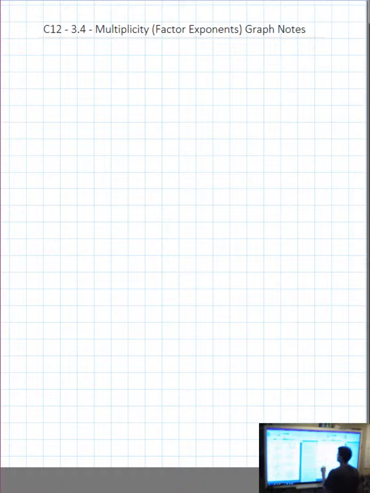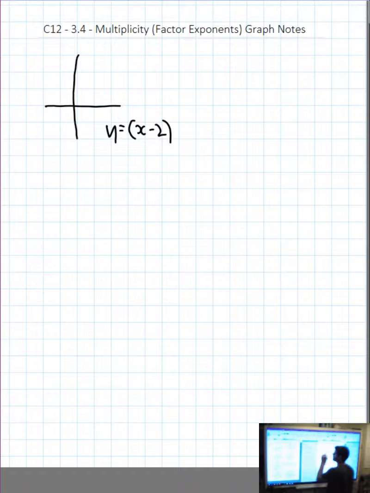Okay, so let's take a look at a couple of graphs. So from grade 10, we have y equals x minus 2, and I'm just going to put it in factored form. And that's why we have a y-intercept of negative 2 and a slope of 1. Notice we have an x-intercept of 2 if I set my factor equal to 0, and we say that factor has an exponent of 1.